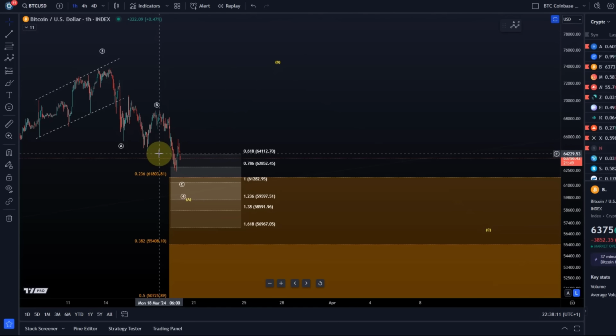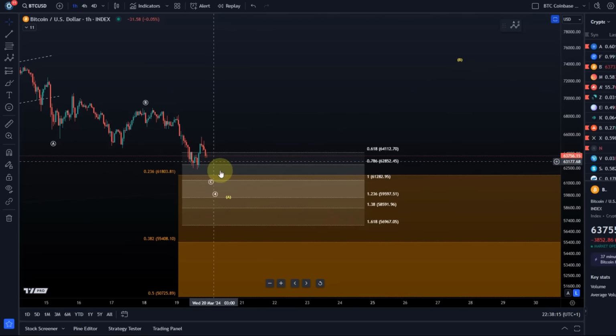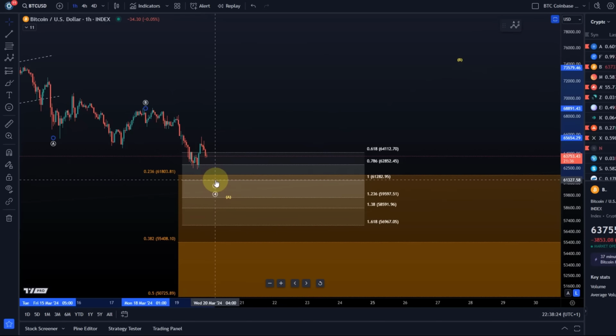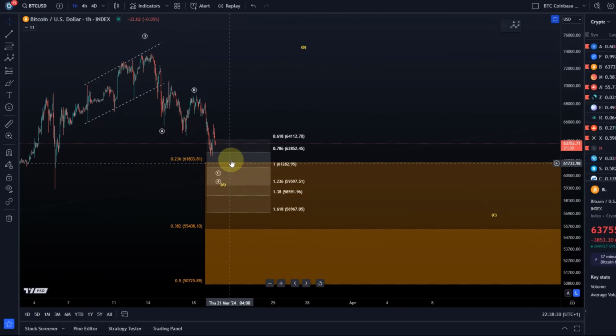Now, at the moment, I wouldn't be surprised if we get one more low. In fact, I would prefer one more low to reach here 61,280, possibly a little lower. But then at least we have a complete C wave, which has also reached the ideal target. And we would have reached the support zone that we've been talking about for the last couple of weeks.